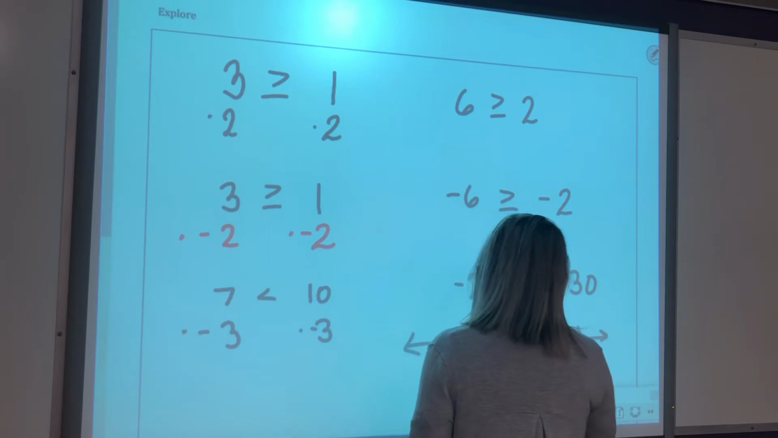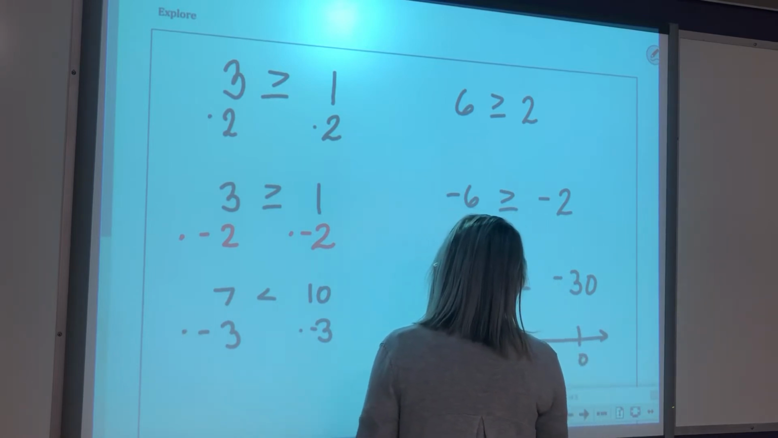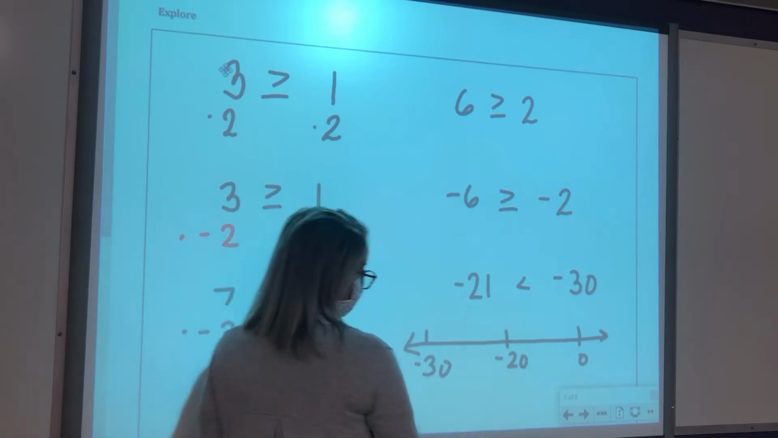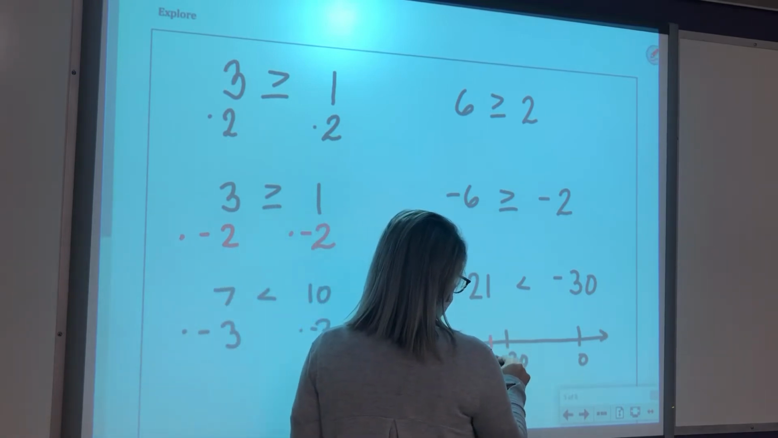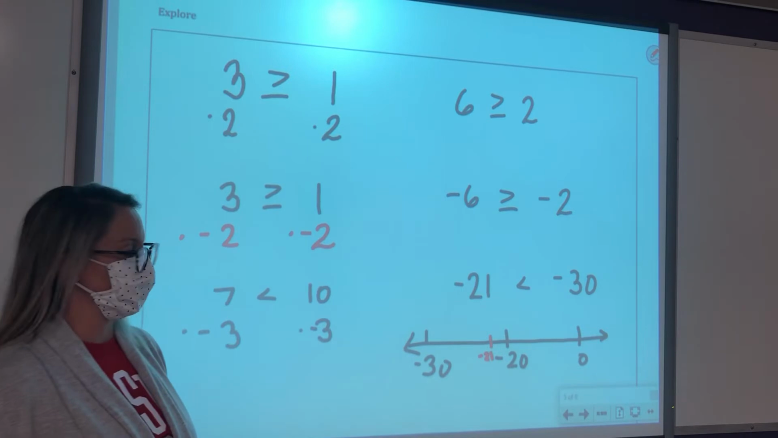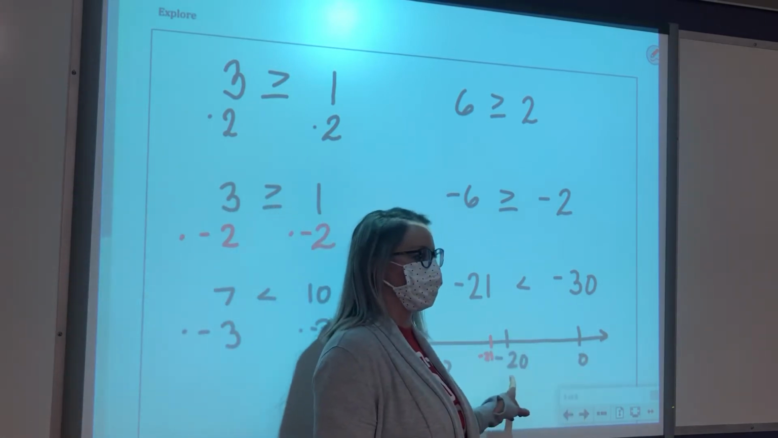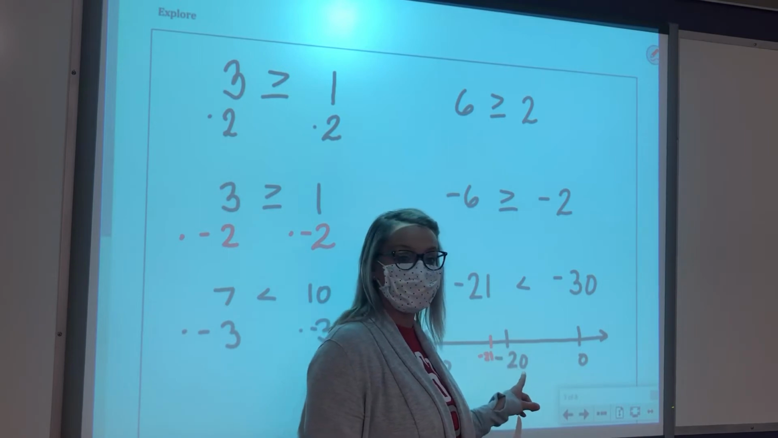Here's 0. Here's negative 20. Here's negative 30. So negative 21 would be right here. Which one's closer to 0? Negative 21 is closer to 0, so negative 21 is greater than negative 30.